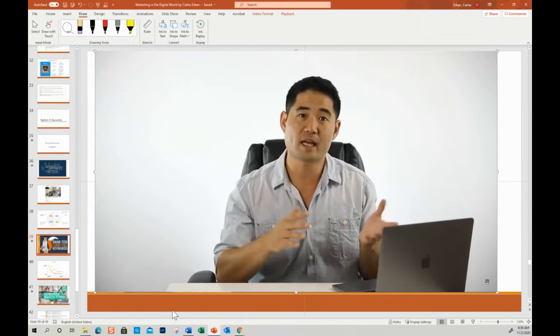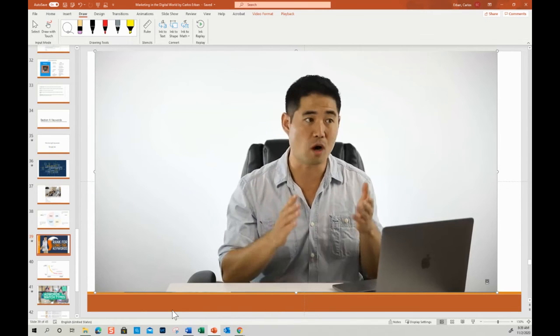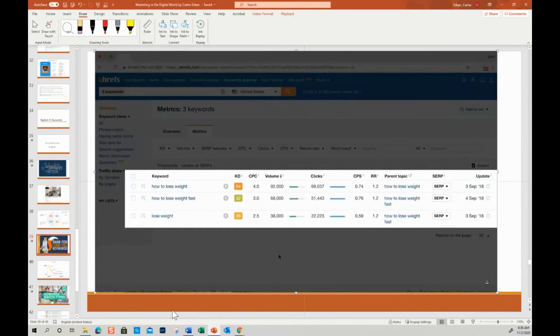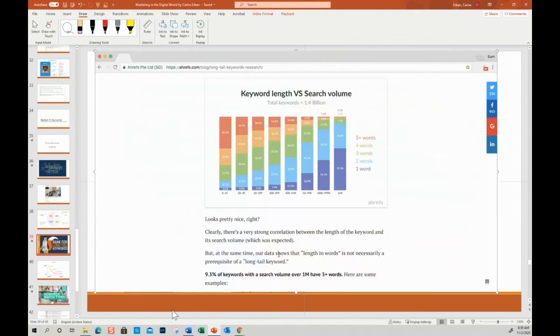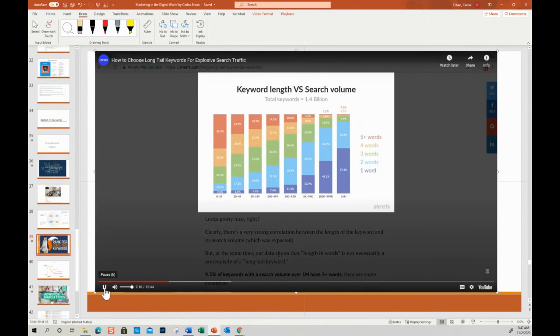Let me quickly bust the myth on keyword length versus search volume, because longer words don't always mean lower search volume. If you look at these 3 keyword phrases in Ahrefs Keywords Explorer, you'll see that the 4 and 5 word phrases have significantly more search volume than the 2-word phrase, lose weight. And I'm not just picking a topic that I know fits the bill. In fact, we studied 1.4 billion keywords and found that 9.3% of keywords with over 1 million monthly searches have 3 or more words.